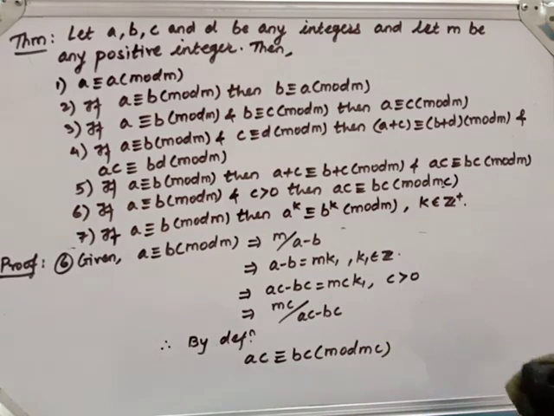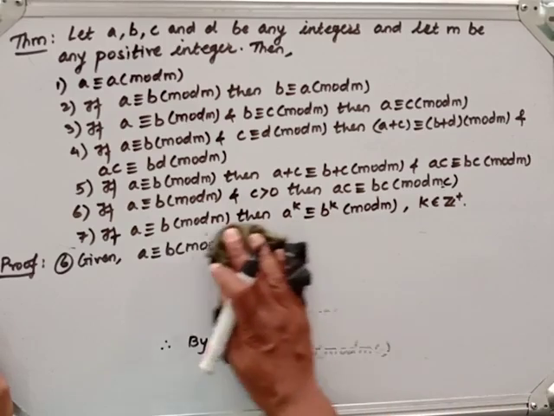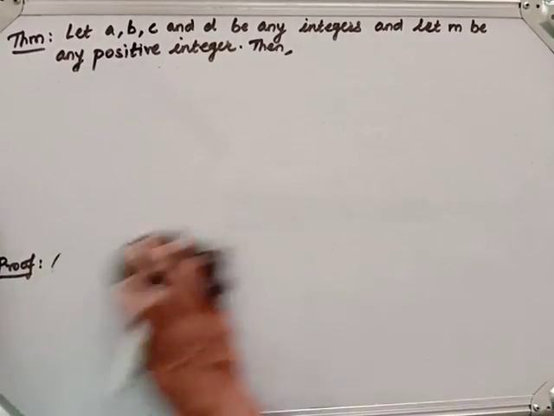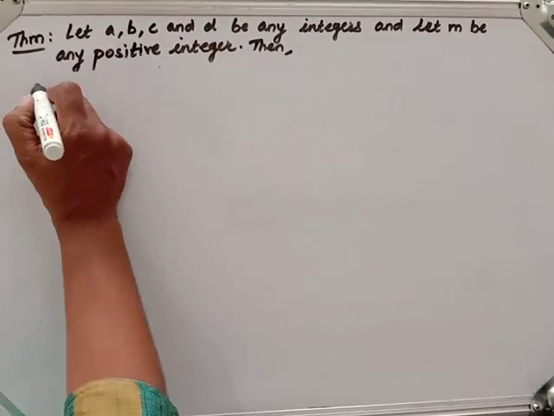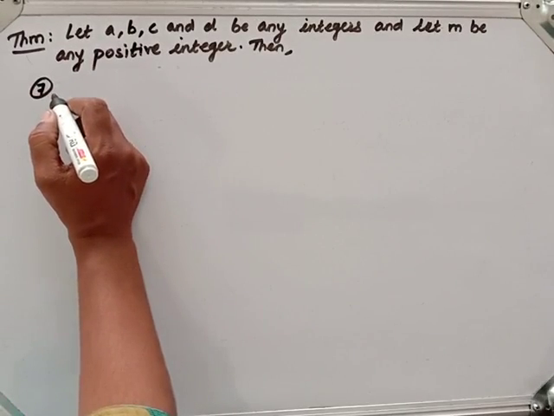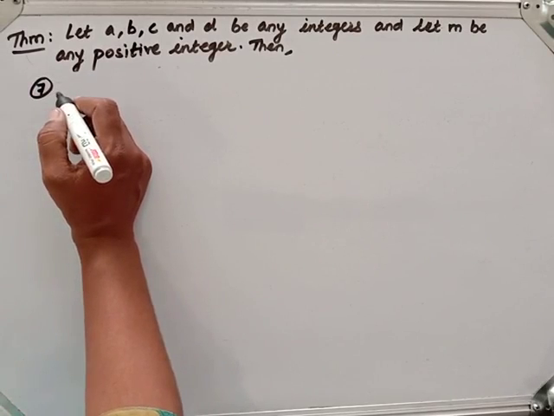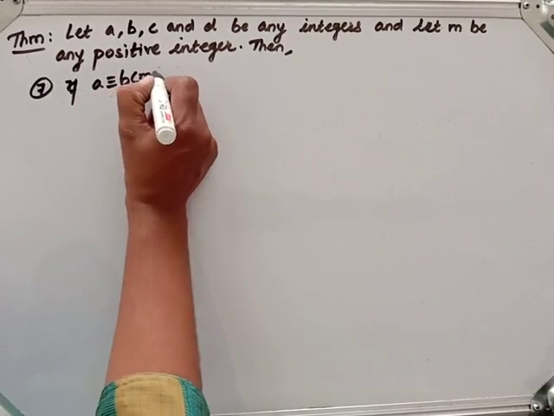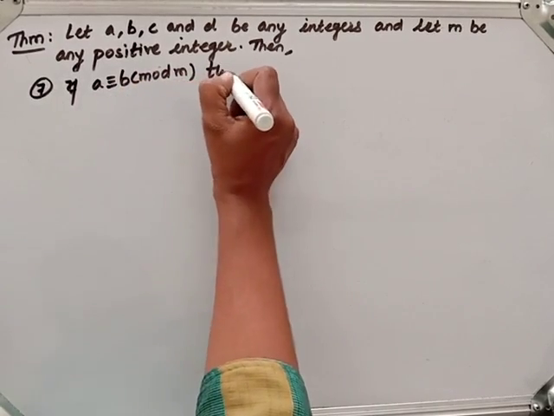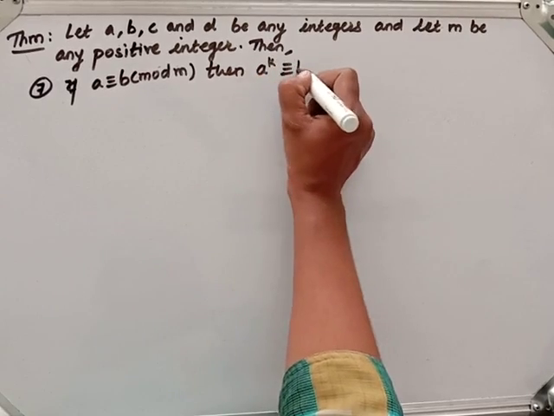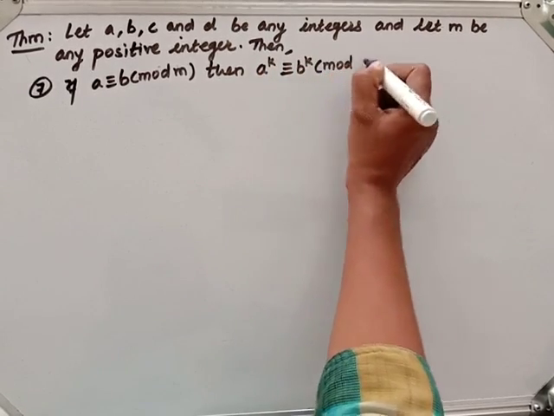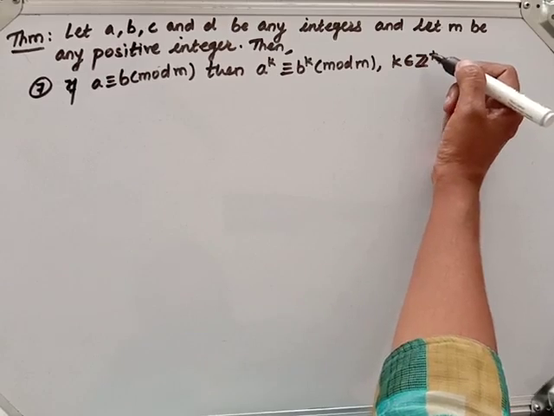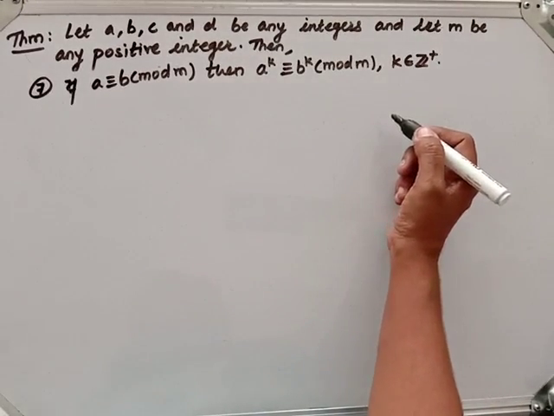Okay. Now the last one, let me take the seventh one here. That seventh part is: if A is congruent to B modulo M, then A raised to K is congruent to B raised to K modulo M, where K belongs to the set of positive integers, that is, the set of natural numbers. So for that, let me use the principle of mathematical induction.